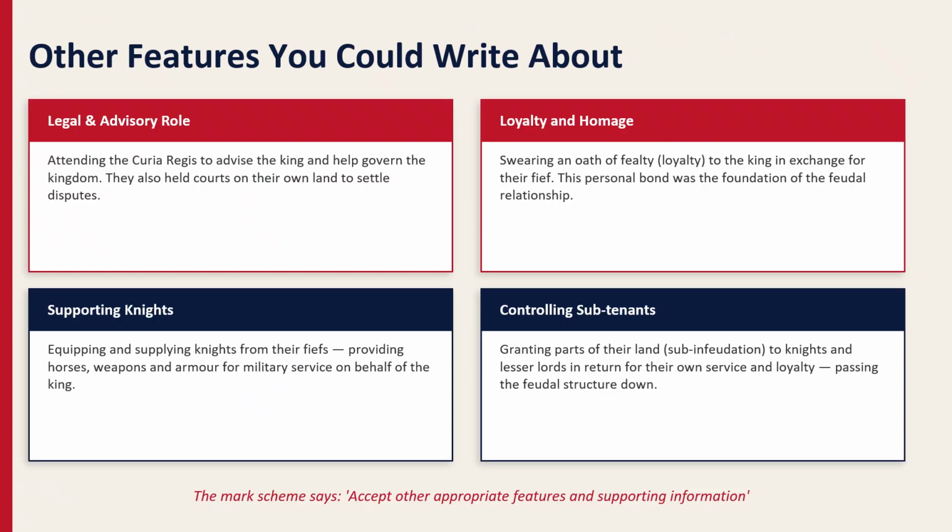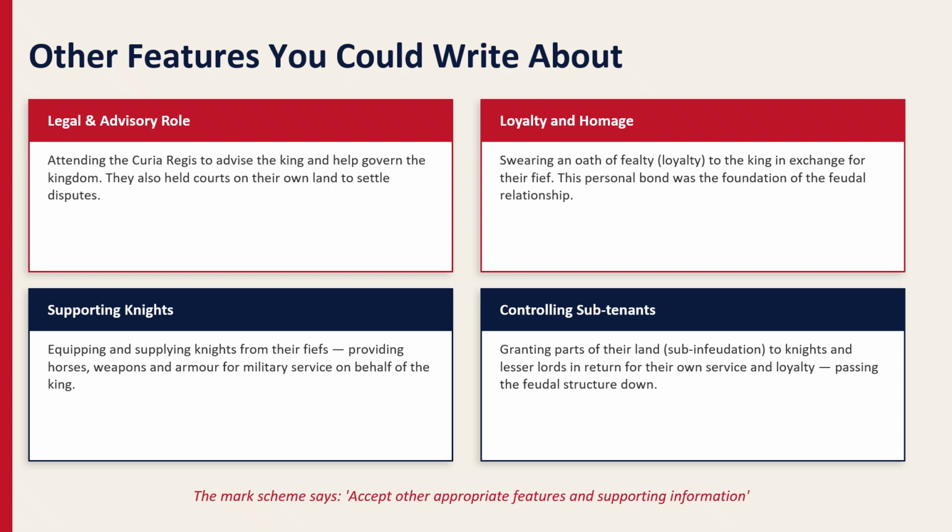So here's some other features that you can write about. You could talk about their legal and advisory role and about them attending the Curia Regis to advise the king and help govern the kingdom. They also had courts on their own land to settle disputes. You could talk about the loyalty and the homage, swearing an oath of fealty to the king in exchange for their fief. This personal bond was the foundation of the feudal relationship.